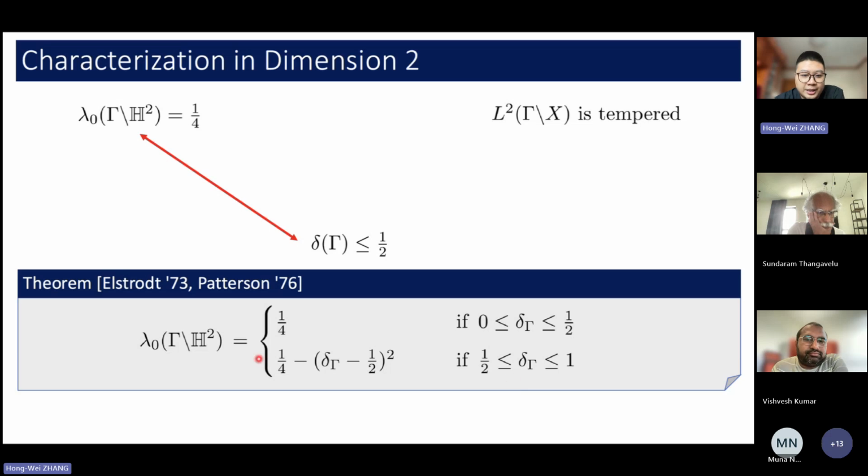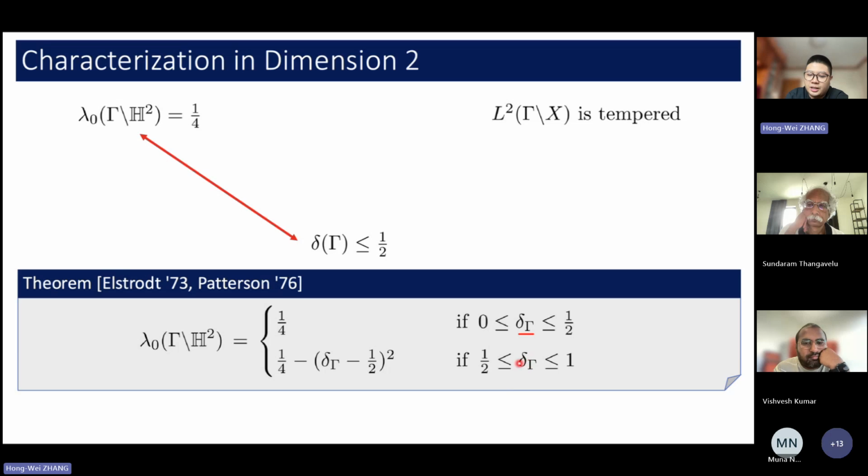dimension 2 this characterization of lambda 0. It means that if your critical exponent is small, I mean delta gamma is greater than 0 and smaller than 1/2, on the left half part, then lambda 0 is 1/4. It means that in this case the continuous spectrum of the hyperbolic surface is the same as on a hyperbolic plane. In this case, we say that the spectral gap is trivial. Trivial means that it has the same spectral gap as on a hyperbolic plane.